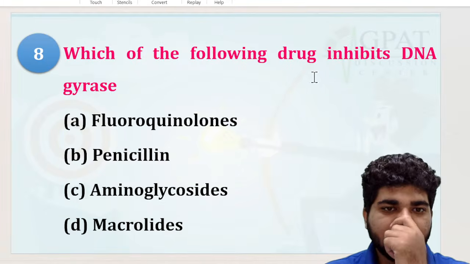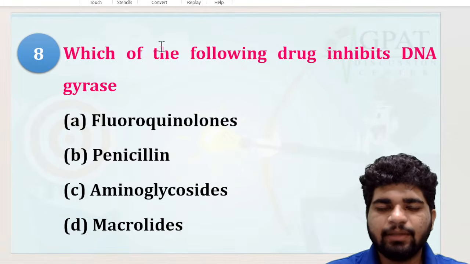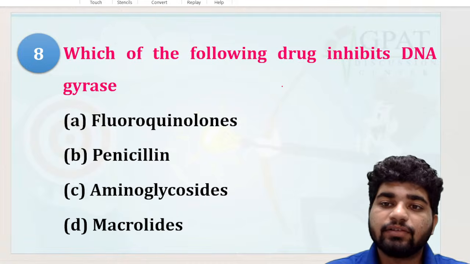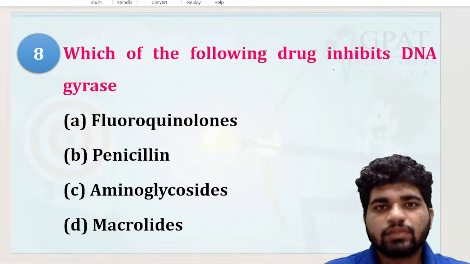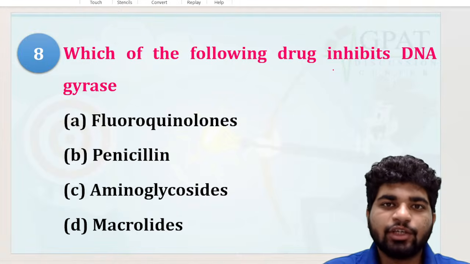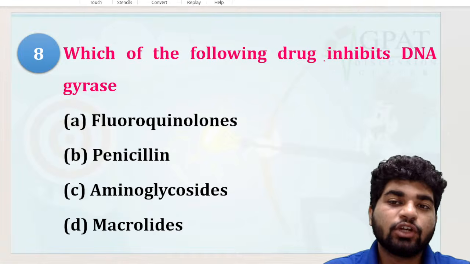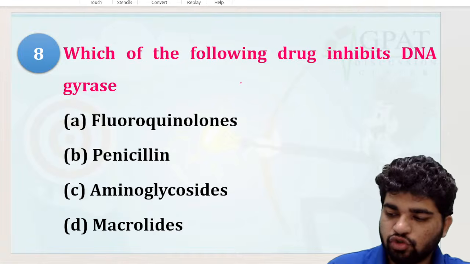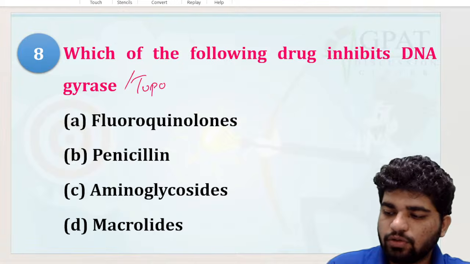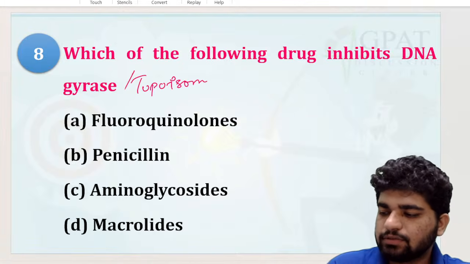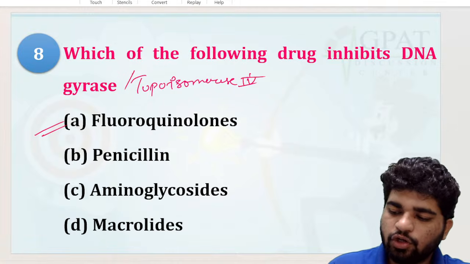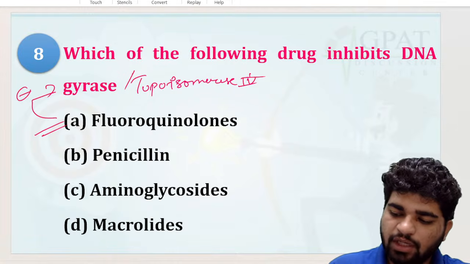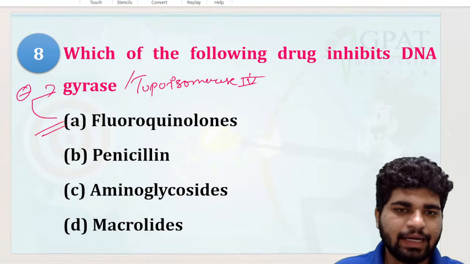Which of the following drugs inhibits the DNA gyrase? DNA gyrase is very much shown to be effective in causing UTI, urinary tract infection. But there are some drugs which inhibit that DNA gyrase, also known as topoisomerase 4, right? So fluoroquinolones are going to inhibit this DNA gyrase.